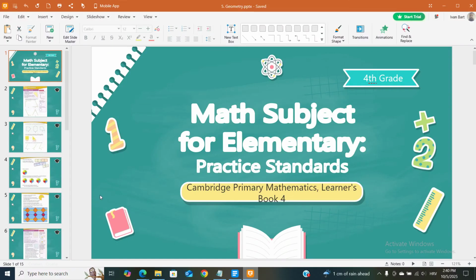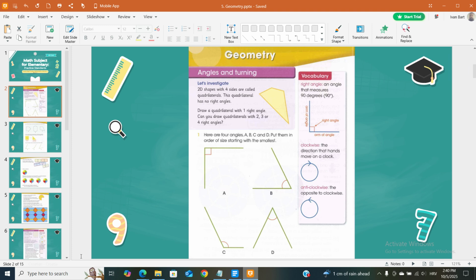Cambridge Primary Mathematics, Learner's Book 4. Geometry. Angles and turning. Let's investigate.